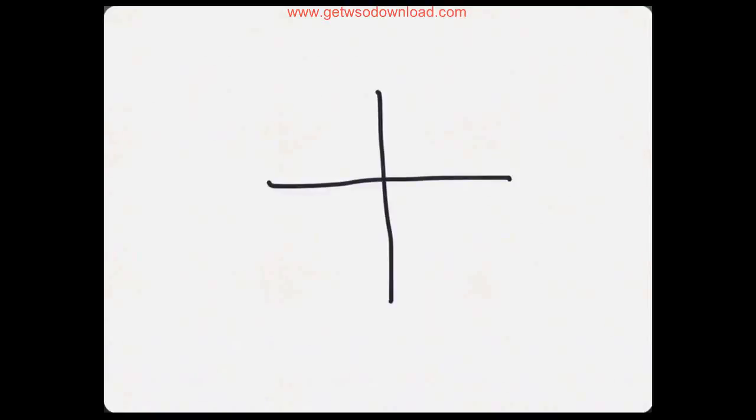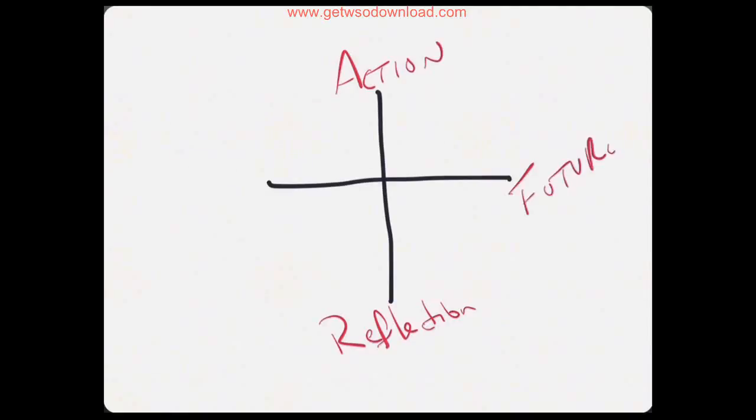Okay, so the matrix is a classic XY graph. On the vertical axis at the top, we have action, and at the other end, we have reflection. On the right-hand side of the matrix, we have the future, and on the left, we have the past.